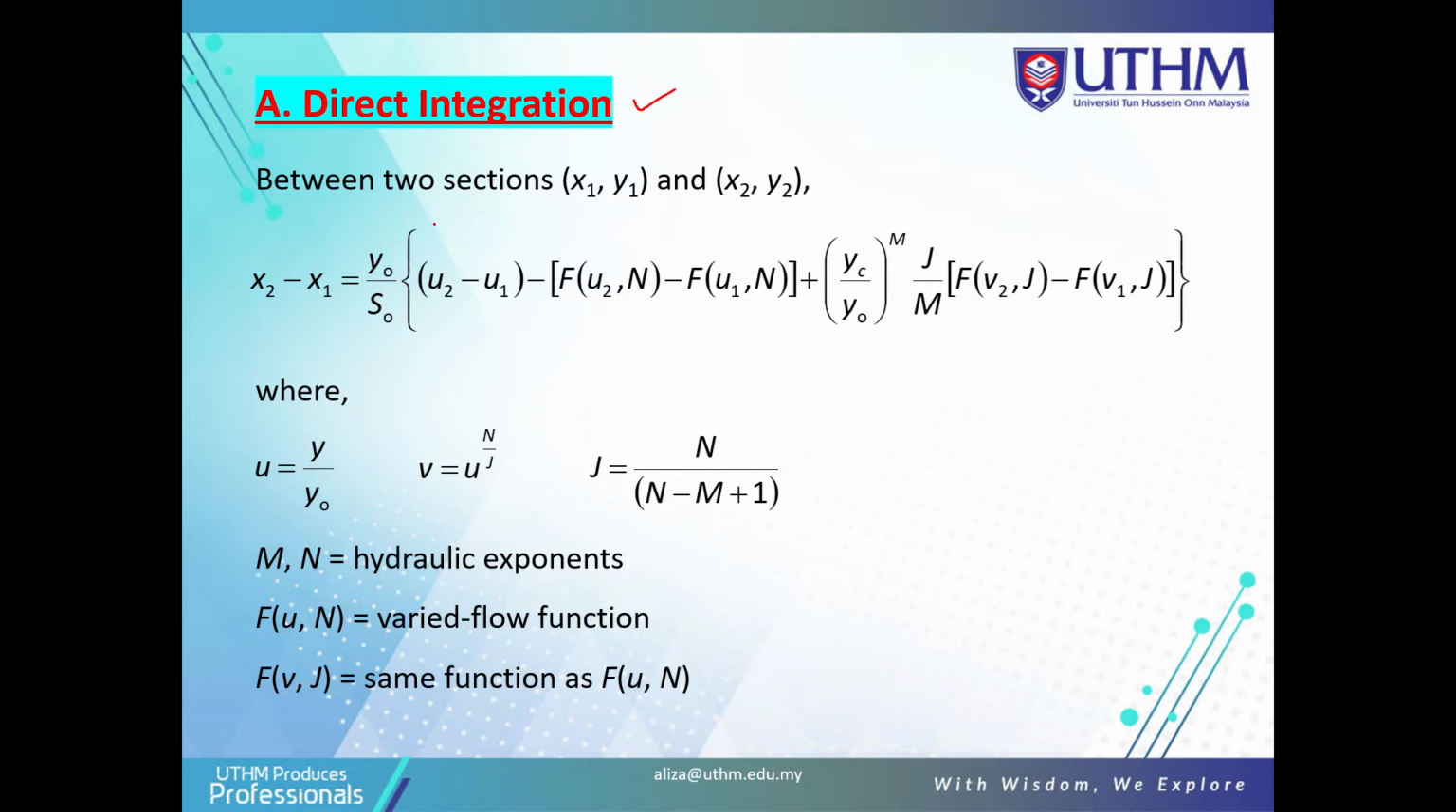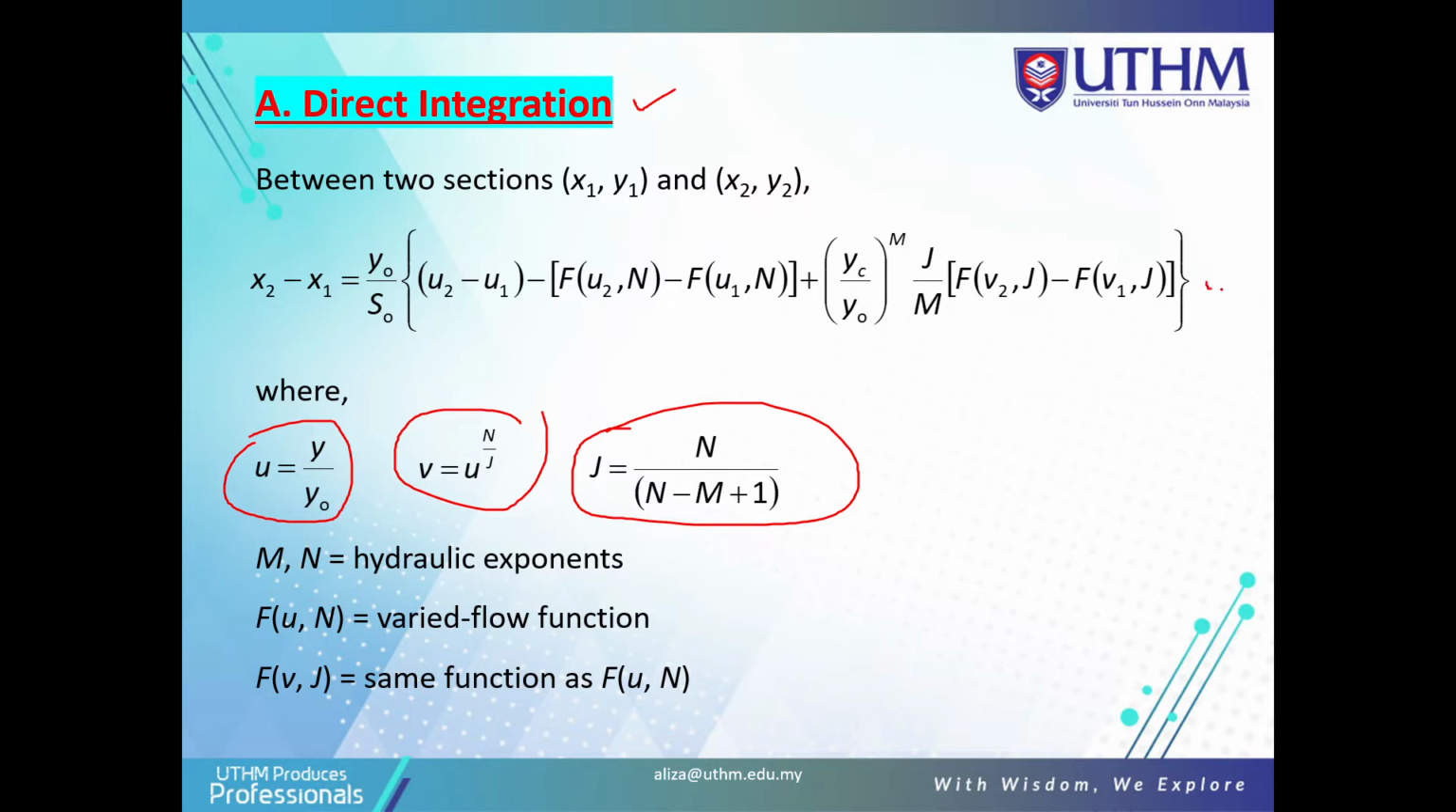All this long formula is given. This is a more complicated formula, but you must understand how to use this direct integration. U is Y over Y0. Then V is U to the power of N over J, and we know that J is this formula and V is this formula. All these formulas are given.